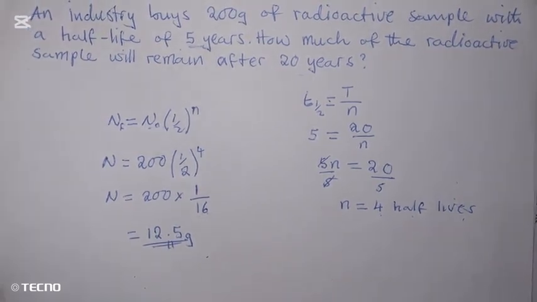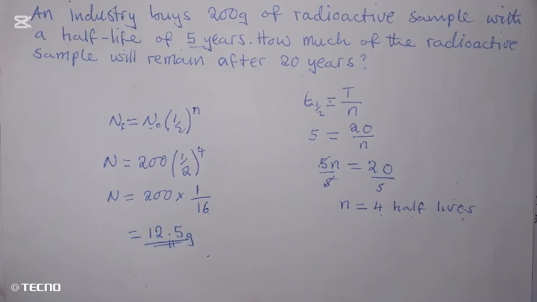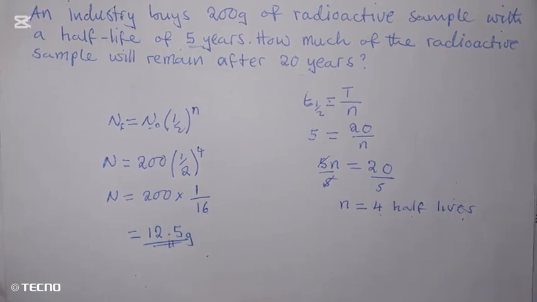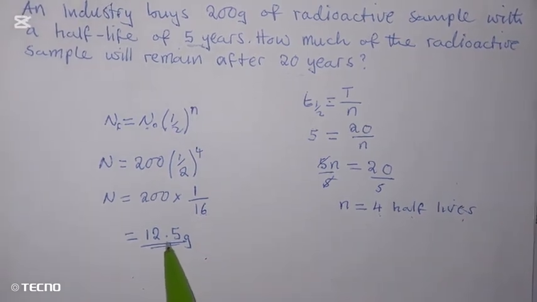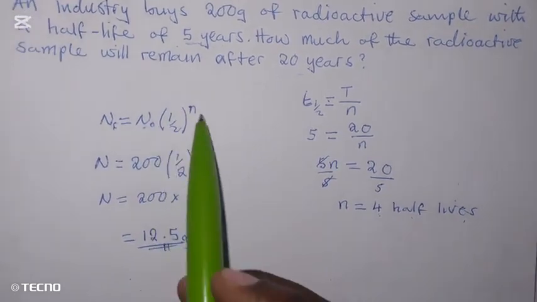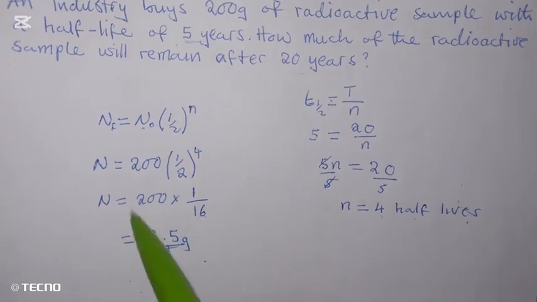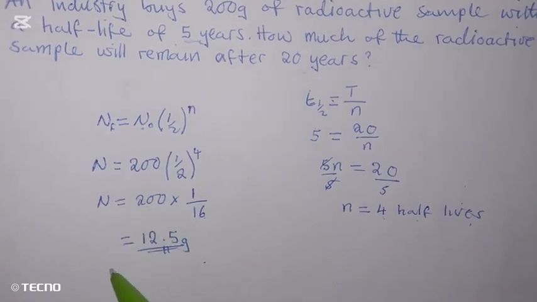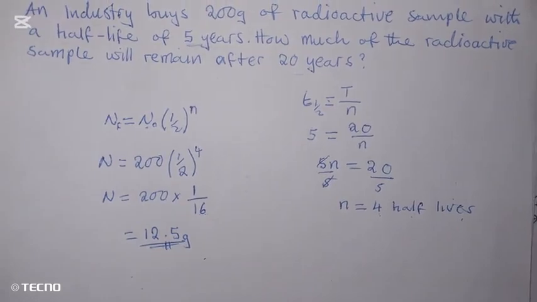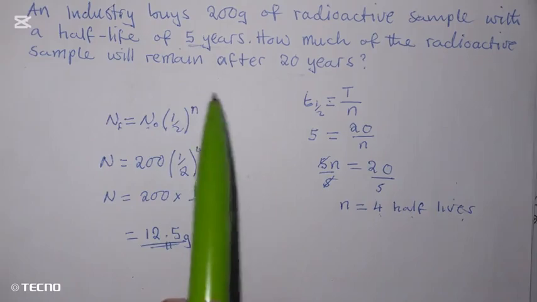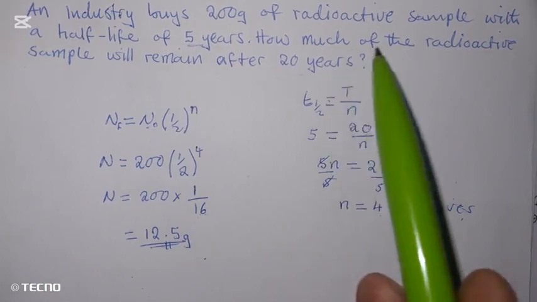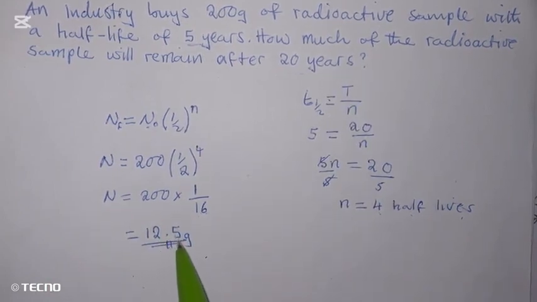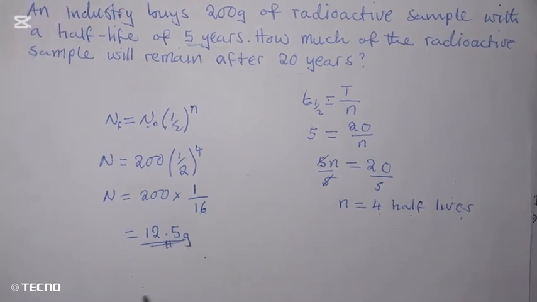Now, if the question was how much of the radioactive substance will decay after that time, this is what will remain, so we would have just found the difference from the initial amount, by subtracting, and the one that we find is what will decay. But for this question, they just wanted us to calculate how much will remain after 20 years, which is 12.5 grams. Thank you very much.